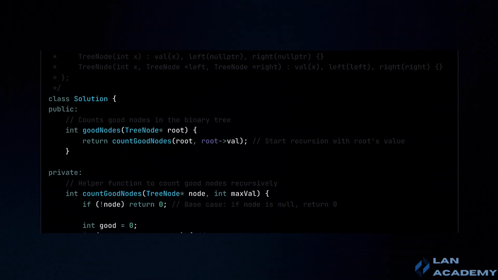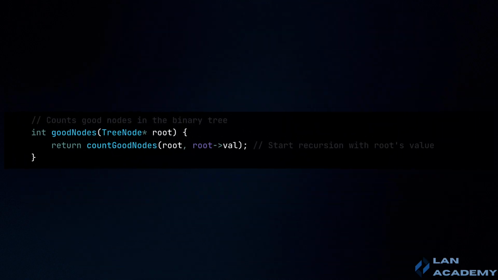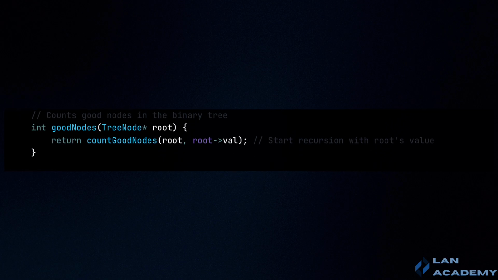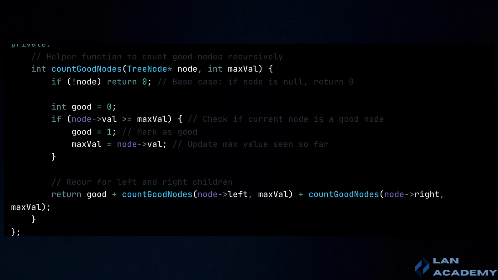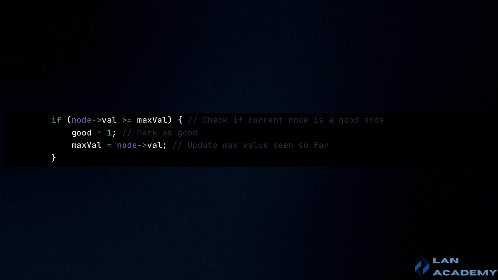We start with a function named goodNodes, which initiates the recursive process with the root node and its value. The main recursive function, countGoodNodes, is responsible for checking if the current node is good by comparing its value to the maximum value encountered so far on the path from the root to the node. If the node is good, meaning the value in the node pointed to by node is greater than or equal to maxval, it means its value is at least as great as the maximum value seen up to that point.